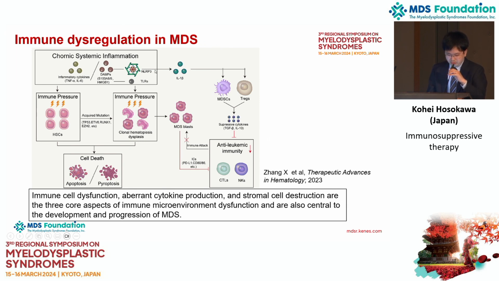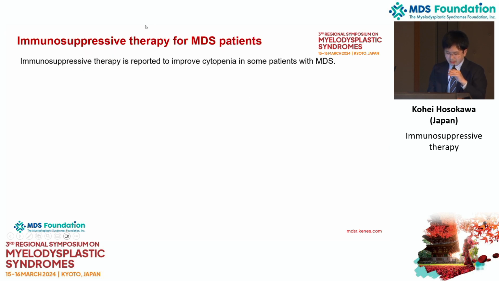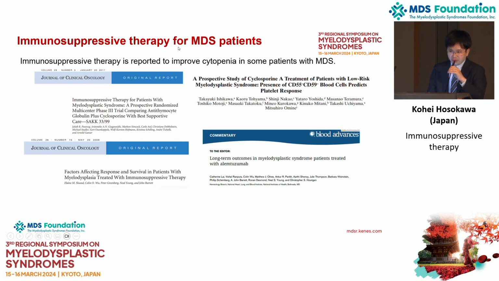We all know that immune cell dysfunction, such as MDSCs, Treg, CTL or NK cells, is important, and also that aberrant cytokine production and stromal cell destruction are the three core aspects of immune microenvironment dysfunction, and this is central to the development and progression of MDS. We also know that immunosuppressive therapy is reported to improve cytopenia in some patients with MDS. If you go back to the literature, there are reports from the US, Europe, and Japan that immunosuppressive therapy is effective in some patients with MDS.